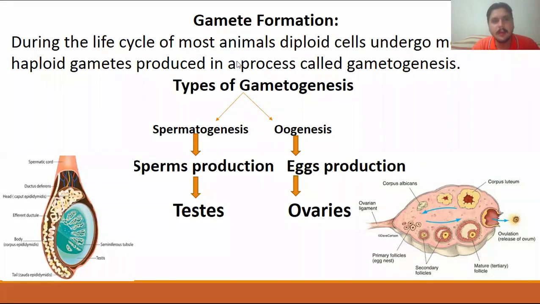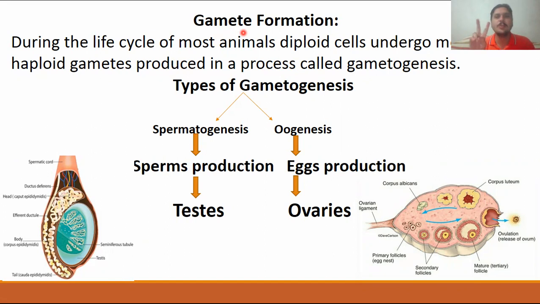Okay, I will explain. So the first one is gametogenesis, that is a process of gamete production. A process in which gametes are produced, in which gamete formation happens, both in case of the male and in case of the female. That kind of process is called gametogenesis. Gameto means gamete and genesis means production.